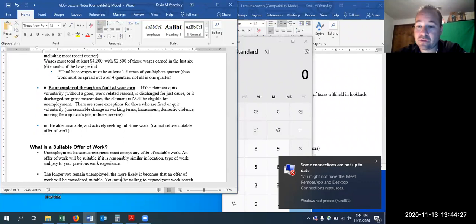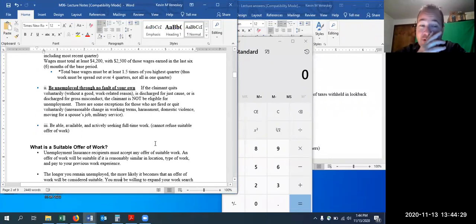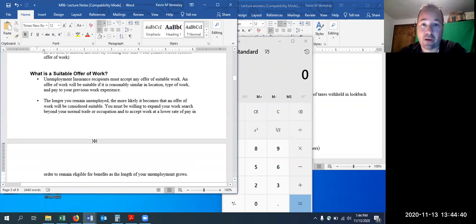All right, and then to get unemployment, you will also have to fill out this form weekly that shows places that you're looking for work, places that you have applied to, because they want to make sure you are searching. They don't want you on unemployment for very long.